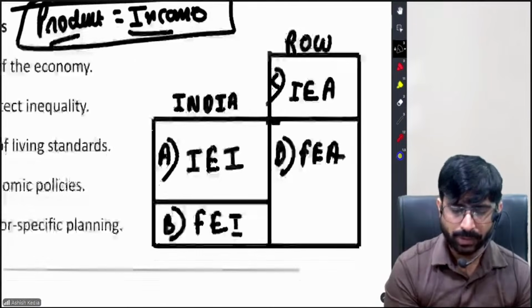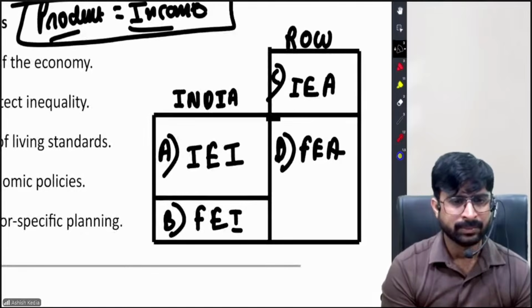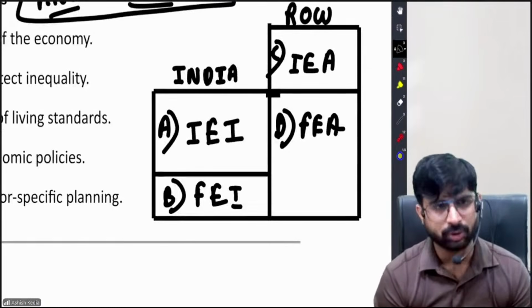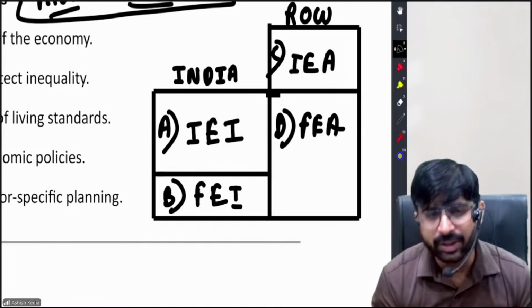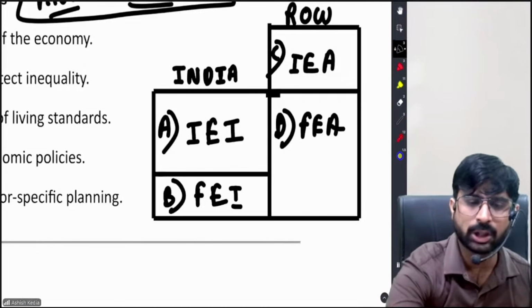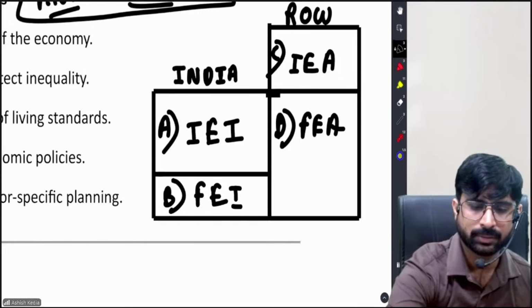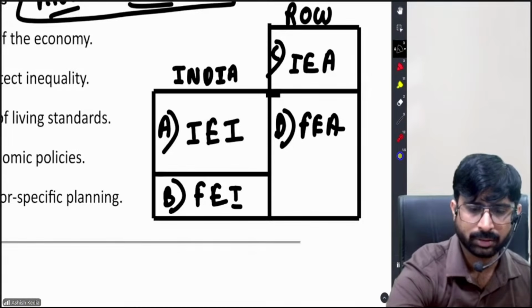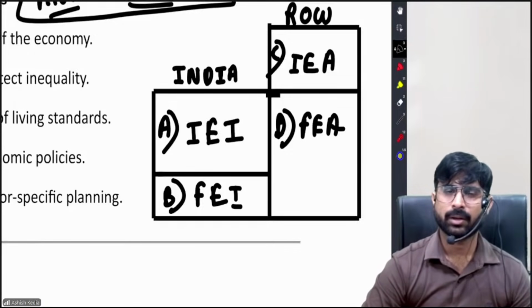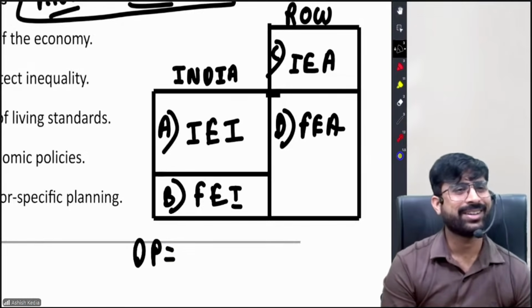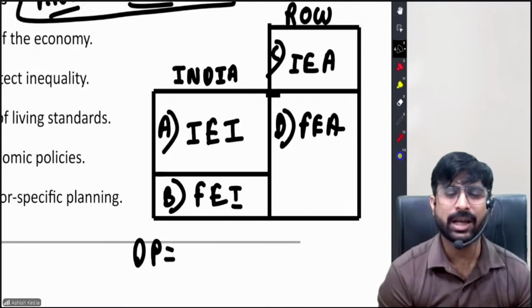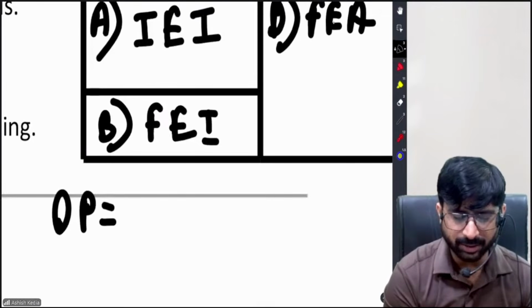Now, whatever money is earned within the domestic boundaries of India, I should say it in a better way, whatever value of goods and services are produced within the domestic boundaries of India, that is called domestic product. So domestic product is A plus B.